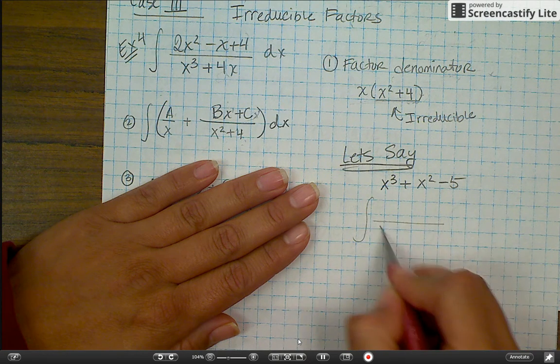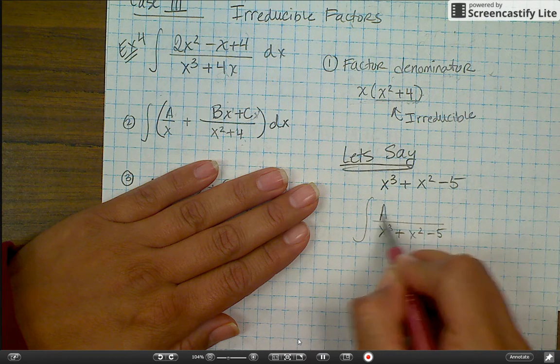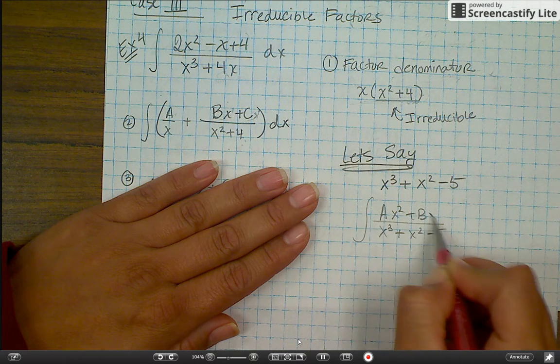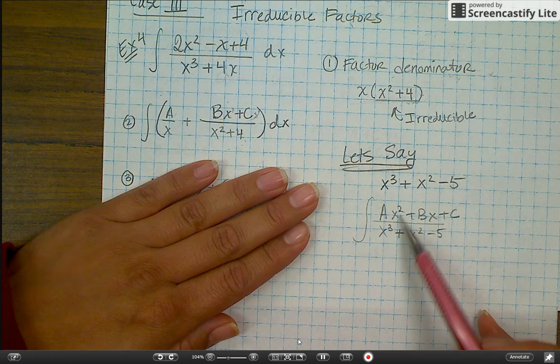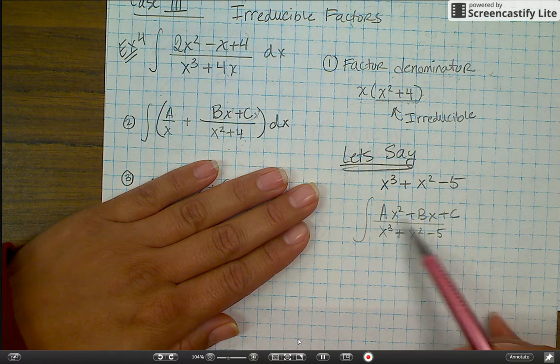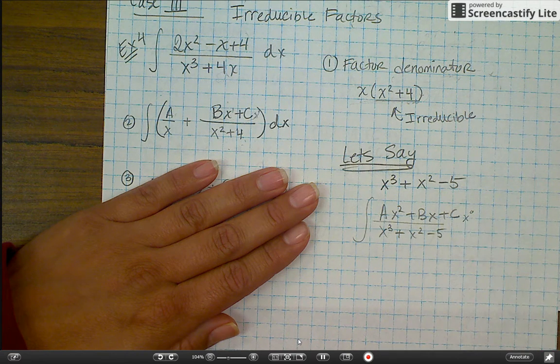I would have x cubed plus x squared minus 5, and I would say ax squared plus bx plus c. That is how I would place it. Okay? All right, so it would always be one less than this, and then you would give each one a coefficient all the way until you get down to x to the 0 power.